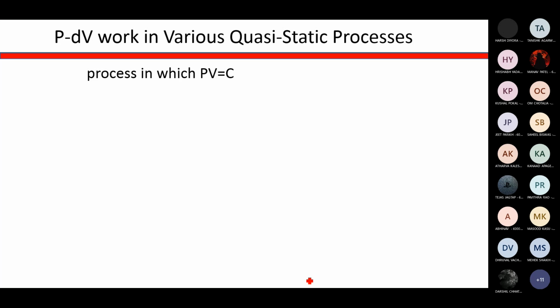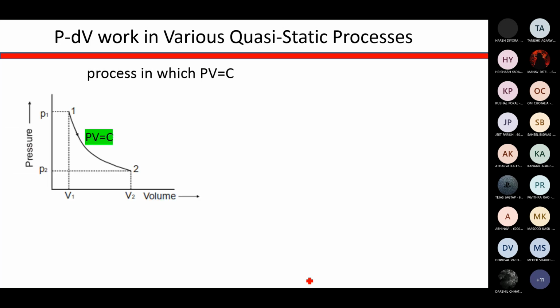Now next process I am taking. So let us take the general process in which the product of pressure and volume is constant. So PV equal to constant. So I am taking again the PV diagram. So state point 1, state point 2, and the law of this process is PV equal to constant. Right. Now our job is to find out what is the work done for this kind of process.